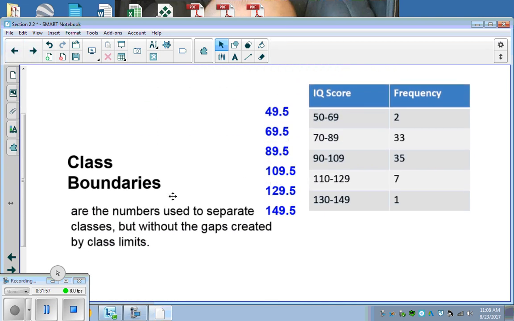So then there's something called class boundaries. For the class boundaries, you look between 69 and 70. Obviously between 69 and 70, there's a half in between. You can add them and divide by 2, or just know there's a half in between there. So from my lower limit, I'm going to subtract the half all the way down. Those are called my boundaries.